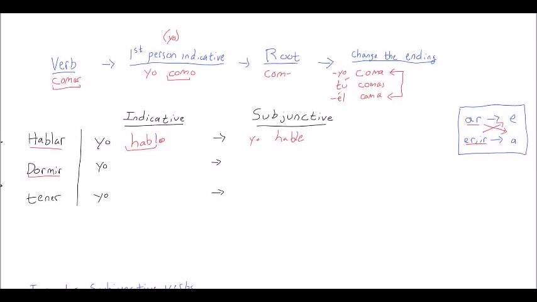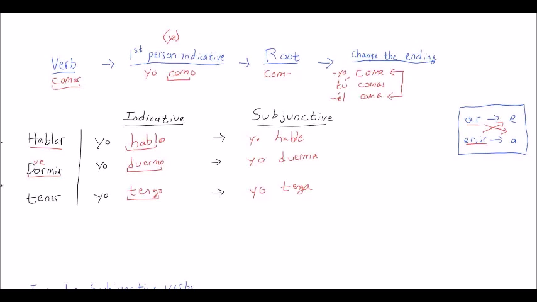For dormir, which is irregular, we get the UE from there. We'll get yo duermo, and this is why we use the root from the first person present indicative. And we get yo duerma with an A at the end. Tener, also irregular, is yo tengo. We get the root from there, and we get yo tenga.